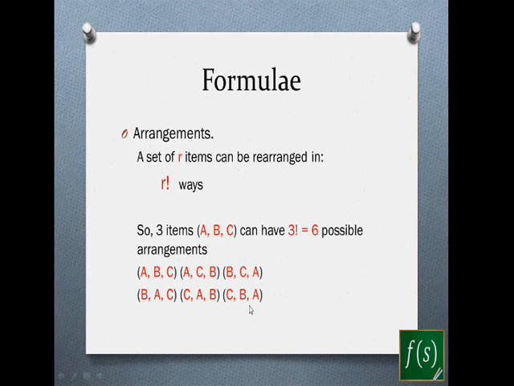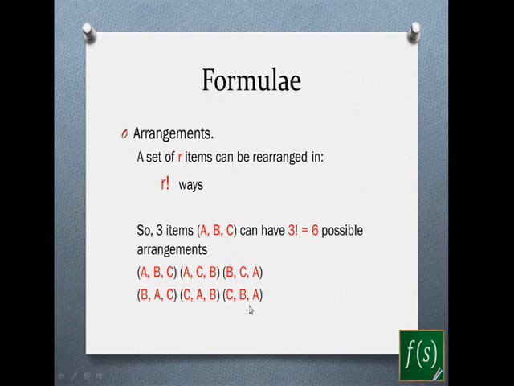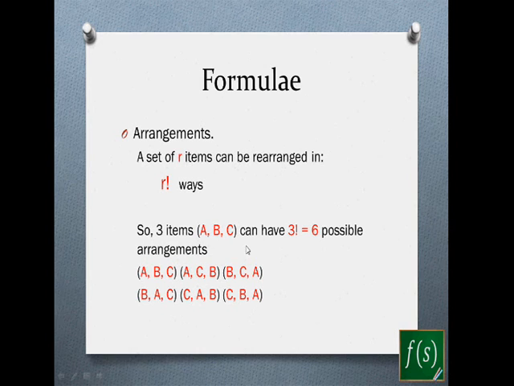Arrangement is very simple. If you have R items, in how many ways can you shuffle them? It's R factorial. So if you have 3 items A, B, C, you can shuffle them in 3 factorial ways, which is equal to 6, and these are the possible rearrangements that you can have with ABC.